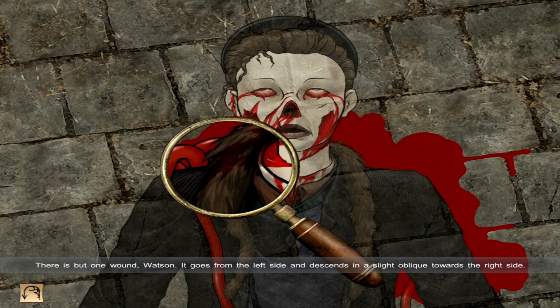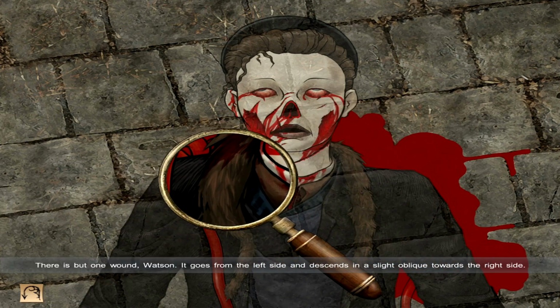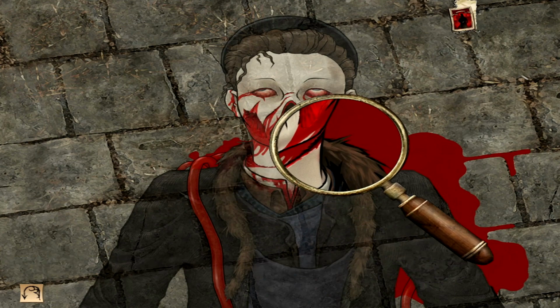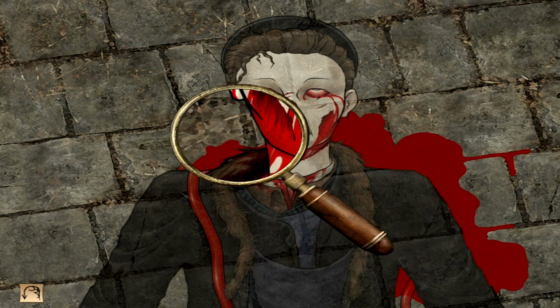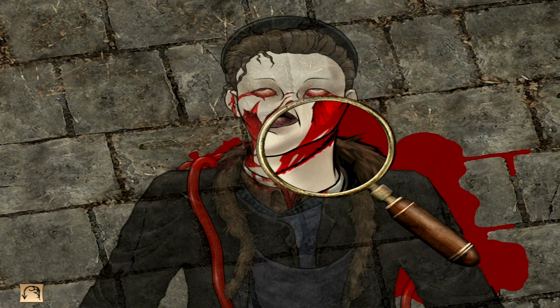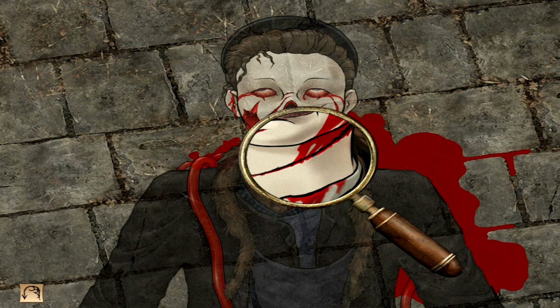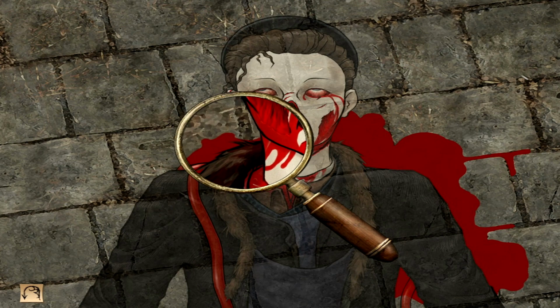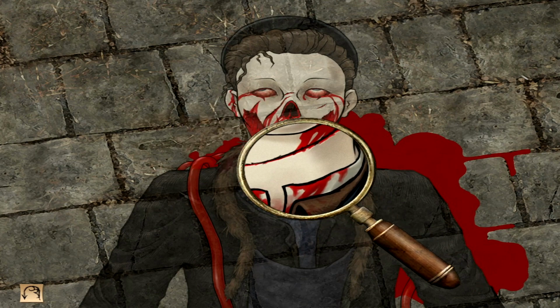There is but one wound, Watson. It goes from the left side and descends in a slight oblique towards the right side. Wouldn't that be a left-handed cut then? Because before it was right to left. It was left to right, sorry, not right to left. But that's the kind of cut I would do if I was using a knife in a swipey downward motion. Ding. Yeah, because if I was right-handed, it would be from the... Right. Yeah, I don't know.